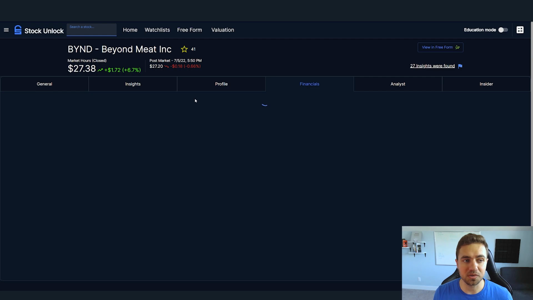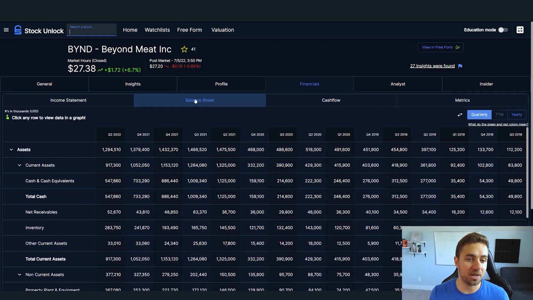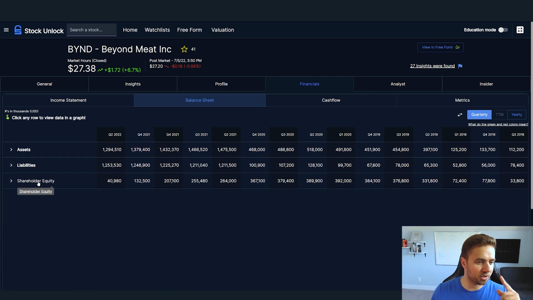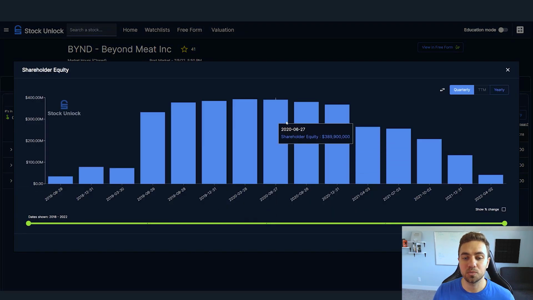A lot of people know this company because it's the company that makes fake meat. But check this out, because if we take a look at Beyond Meat's shareholder equity, we can see that in the second quarter of 2020, it topped out at about $390 million. And then ever since then, quarter after quarter, Beyond Meat's book value has been declining.